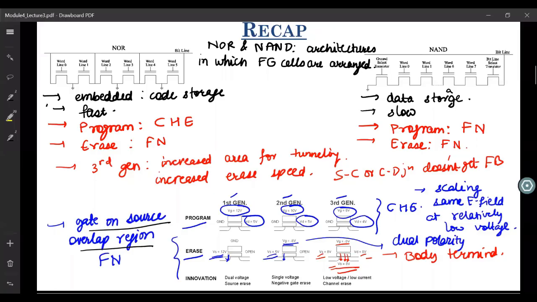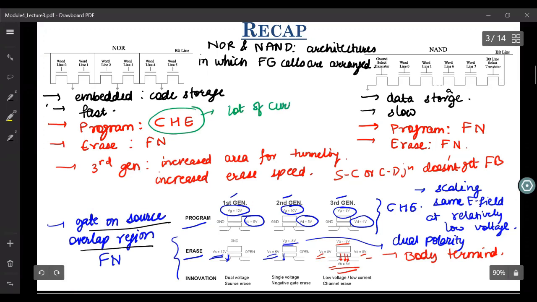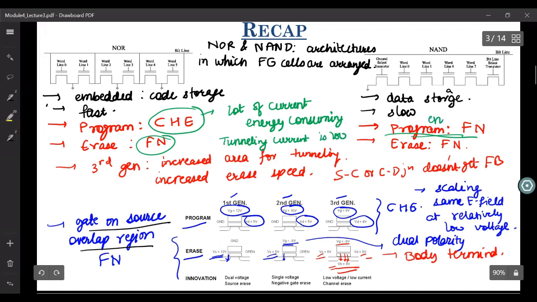We also saw that since this CHE mechanism requires a lot of current, the program process in NOR flash is energy draining, or energy consuming, as compared to your Fowler-Nordheim process in your NAND flash. In Fowler-Nordheim, the tunneling current is low, so it's more energy efficient.